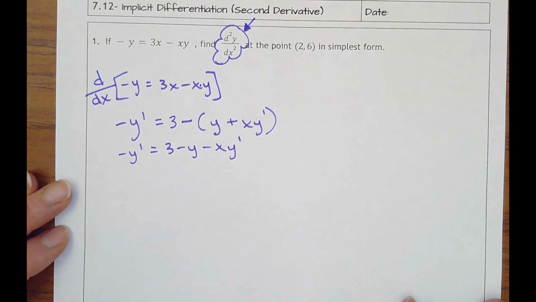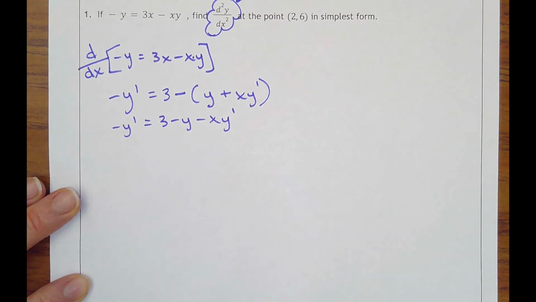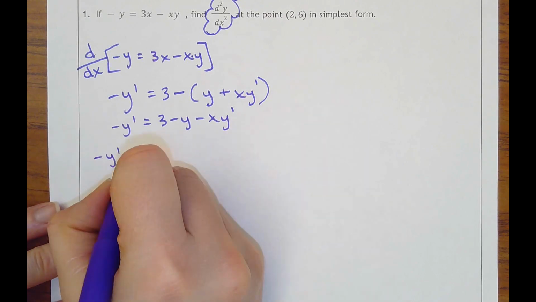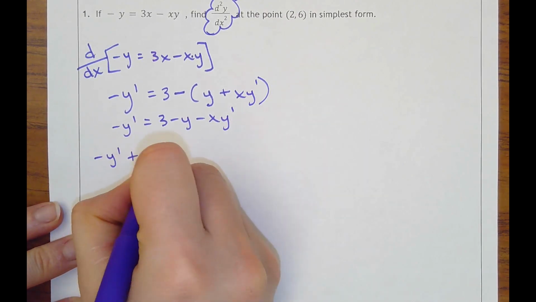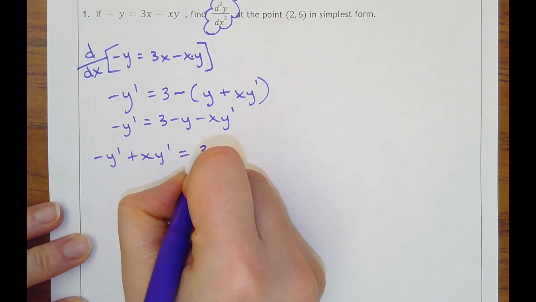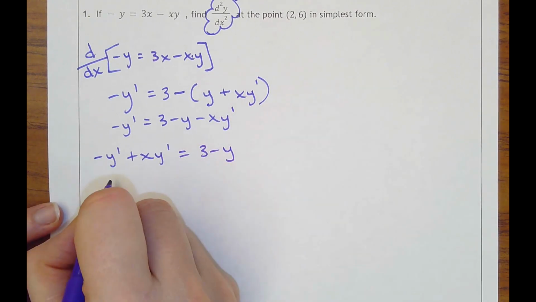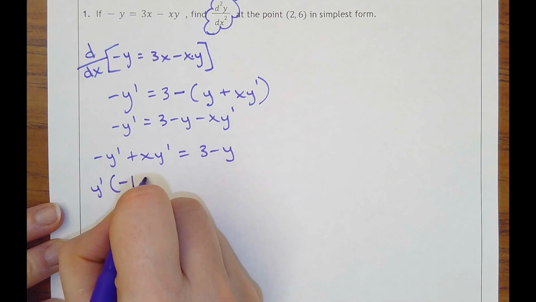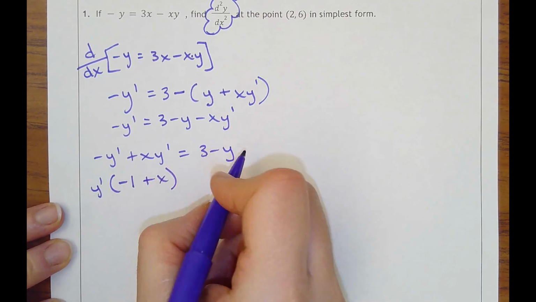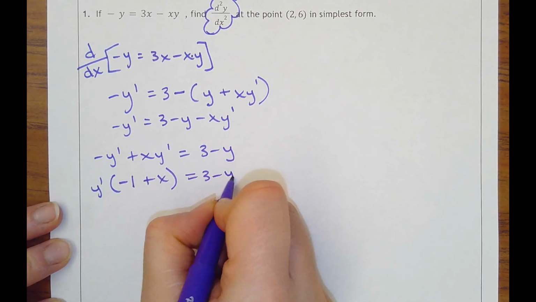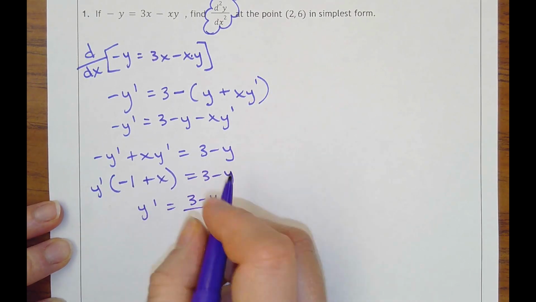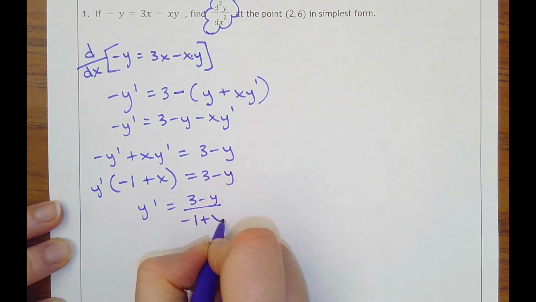You do want to get your y prime solved for, because we're going to have to take this bad boy again. So I'm going to have my x y prime added over, equals 3 minus y. Factor out y prime. That would give me a negative 1 plus x. And so y prime equals 3 minus y over negative 1 plus x.